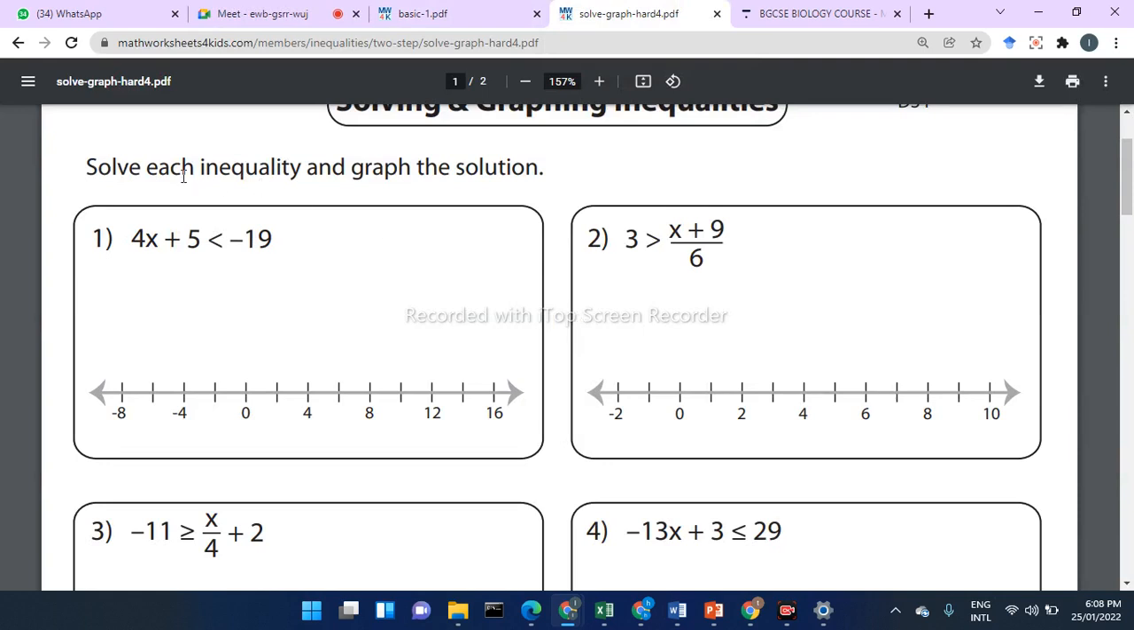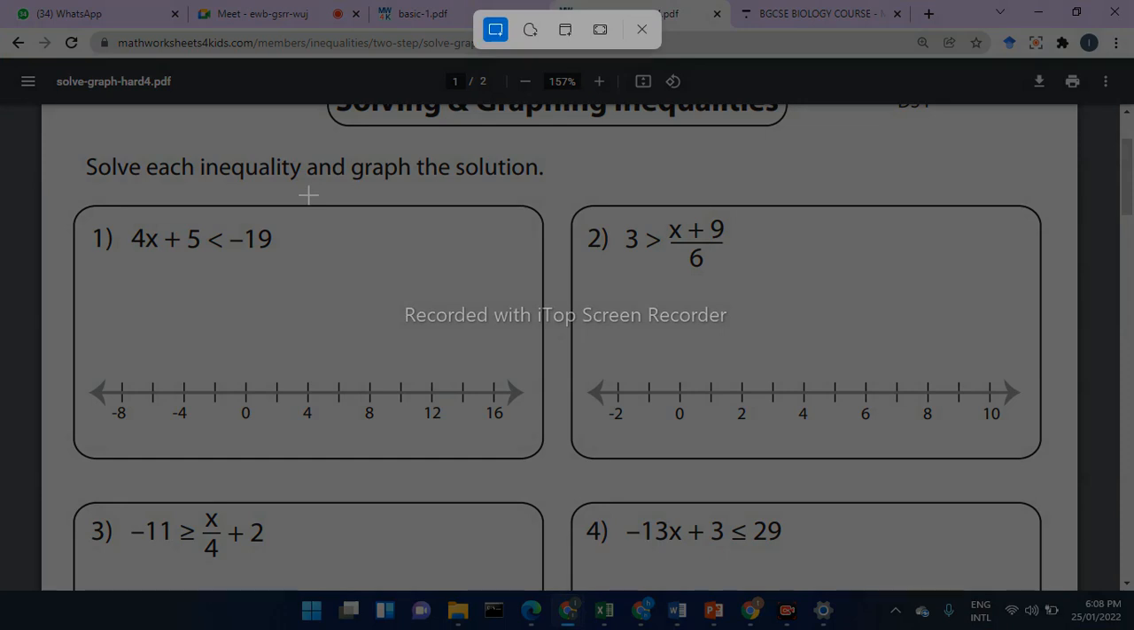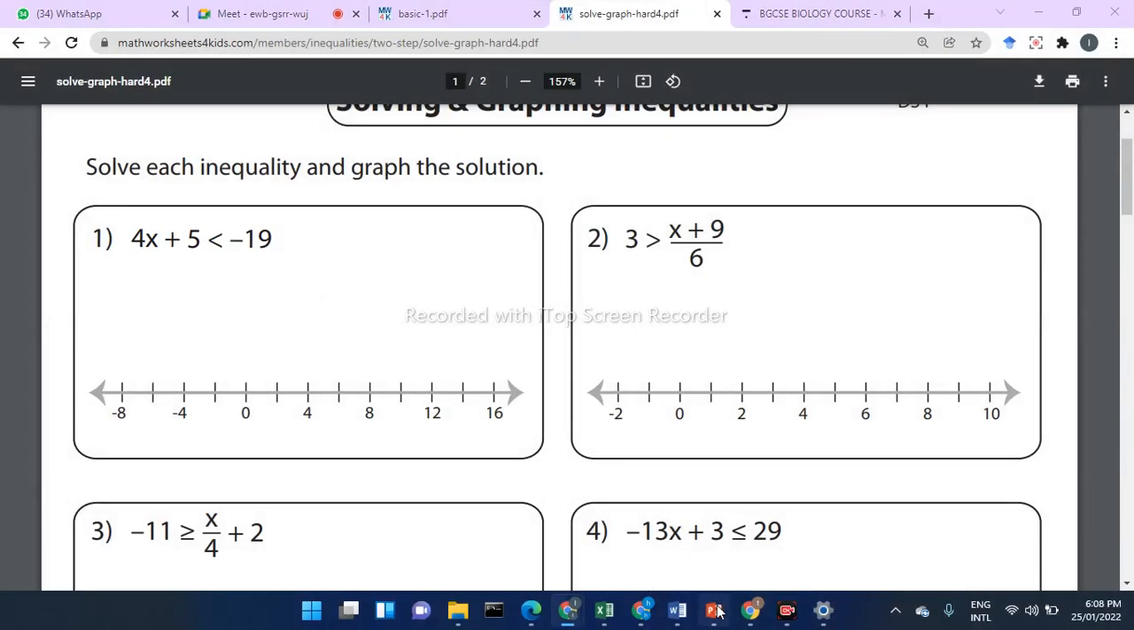All right. Solve each inequality and graph the solution. So let's first solve it. This is going to be our exercise today. We're going to first solve the inequality, then we are going to graph the solution.